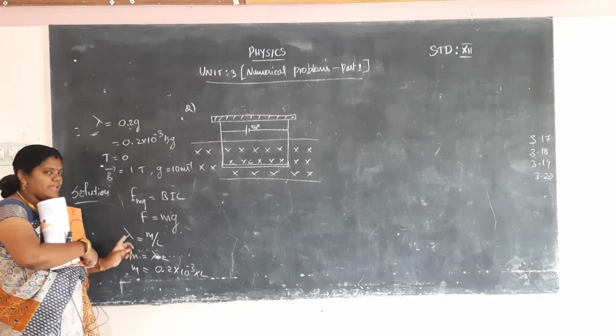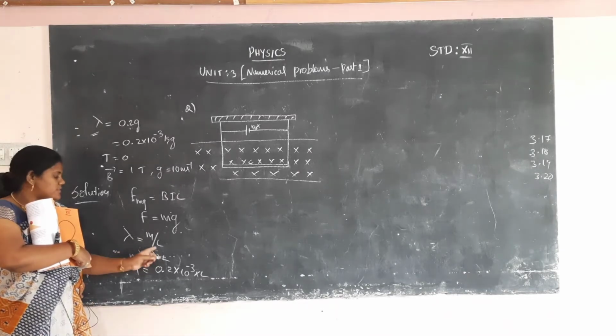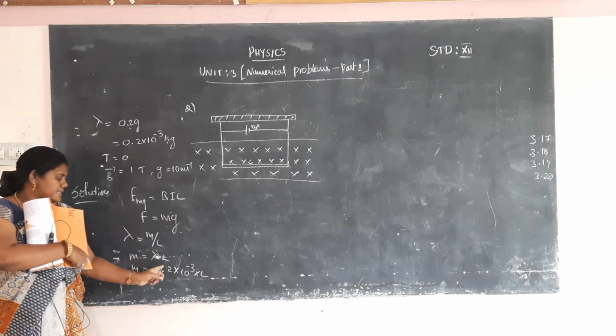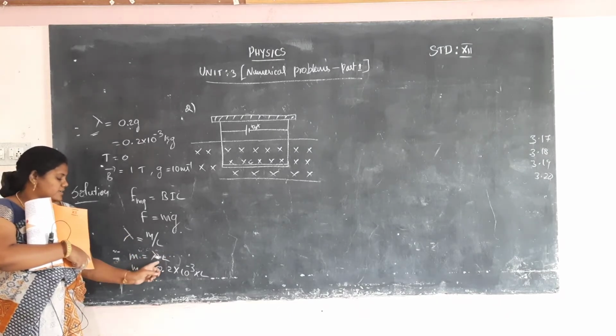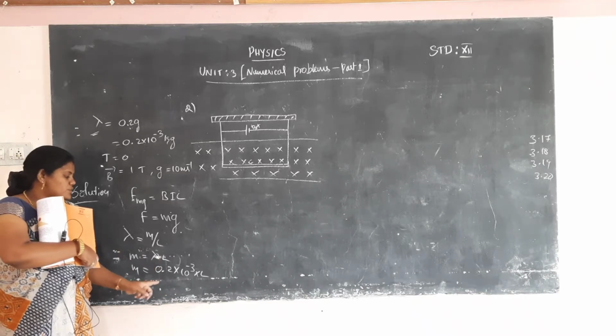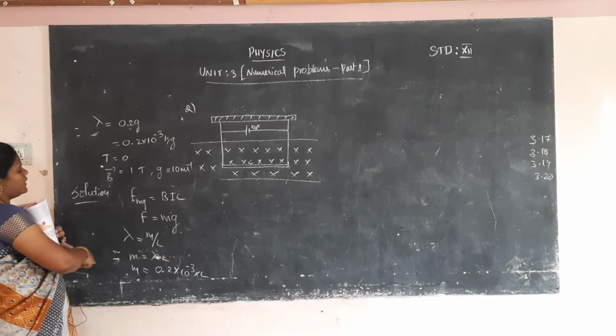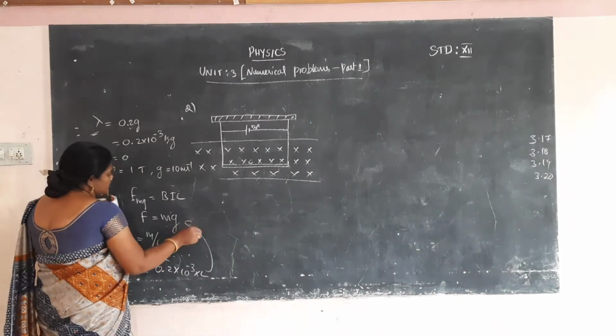Linear mass density formula: lambda is equal to mass per unit length. So mass m is equal to linear mass density into length. Substitute the linear mass density value: 0.2 into 10 power minus 3 into L. This is small m. Substitute this m value in this formula.